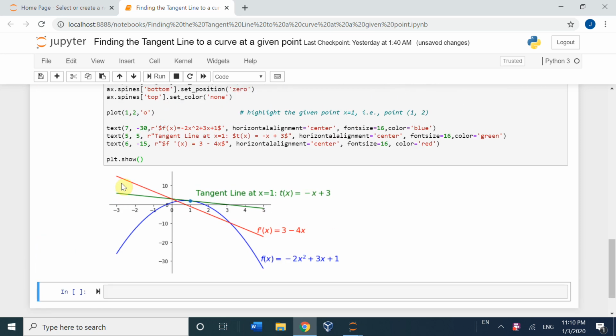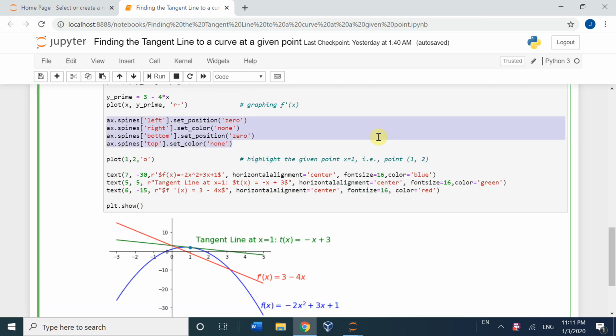So we get this blue curve. This is from our original function. And this red one is the derivative function for this f of x. And the green one is the tangent line at x equals 1, this point x equals 1, y equals 2. And you see here the y-axis and the x-axis are in the middle.